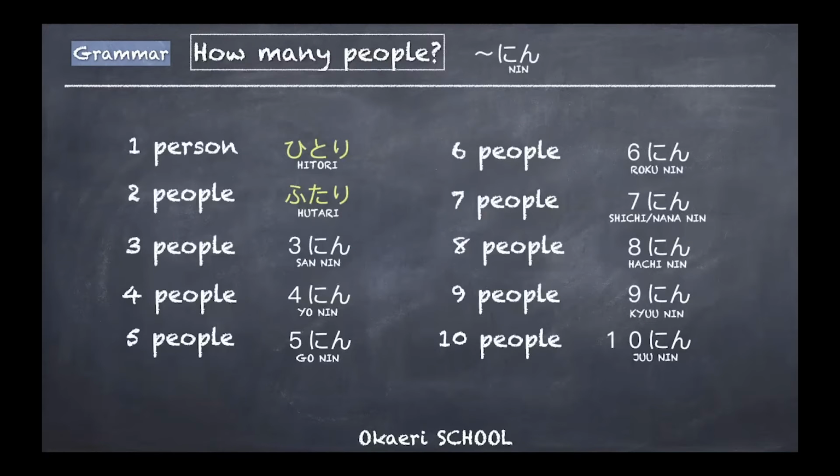Right. And we also had a look at how, when we count people, basically you put nin after numbers. Just 2 exceptions. 1 person, hitori, 2 people, futari. Otherwise, 3人, 4人, 5人, 6人, 7人, 8人, 9人, 10人, 10 people, right? And 100 people, 100人. It's just numbers plus nin. And then you can count people properly in Japanese.